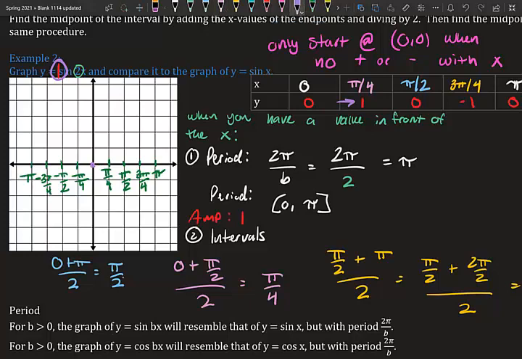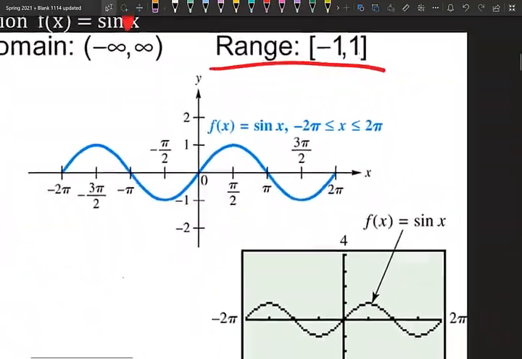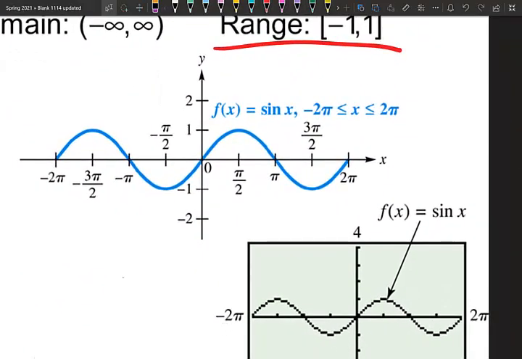We have 0, 0, pi over 4, 1, pi over 2, 0, 3 pi over 4, negative 1, and then pi, 0. The opposite way, we just mirror it. We just keep going with it. So it's going down, so we'll have negative pi over 4, negative 1, negative pi over 2, 0, negative 3 pi over 4, 1, and negative pi, 0. So this is our original function without adding, multiplying, doing anything to it of y equals sine x.